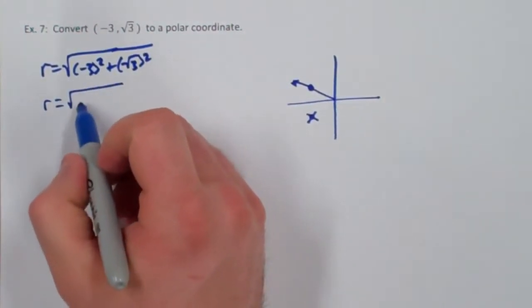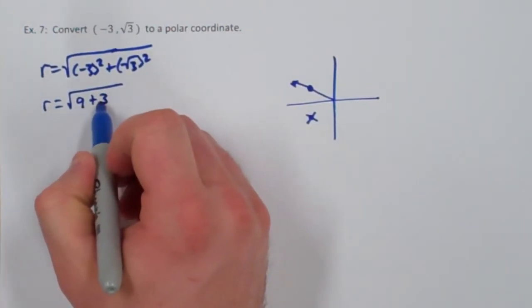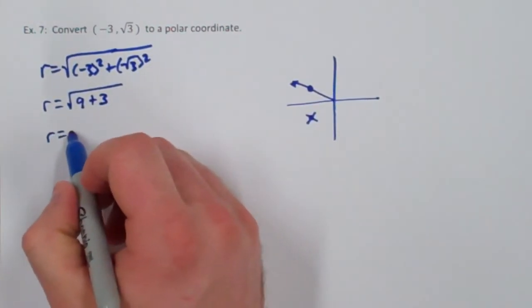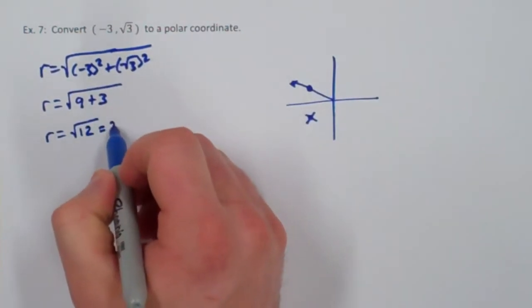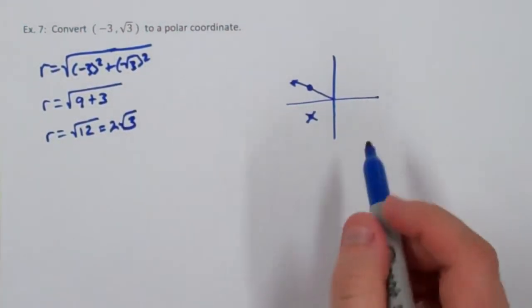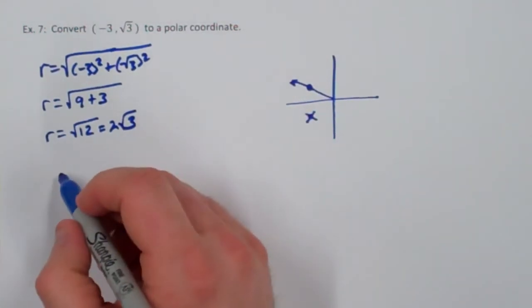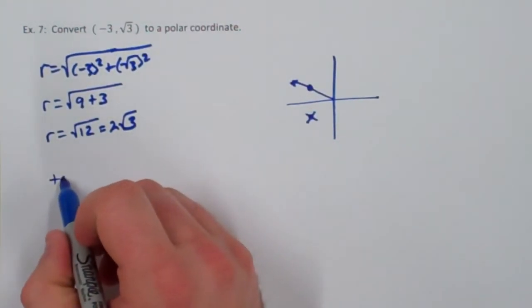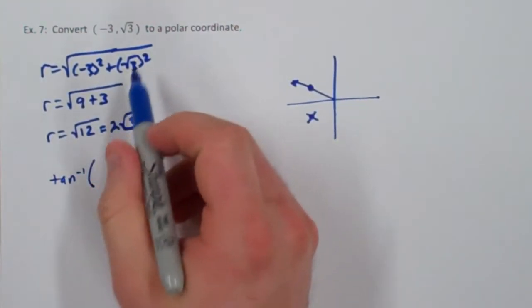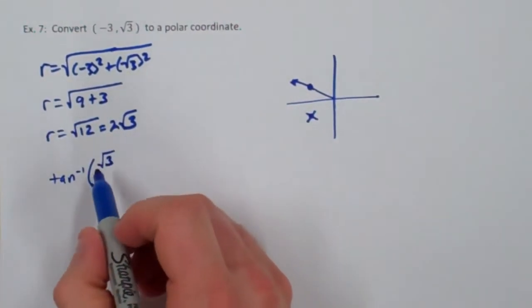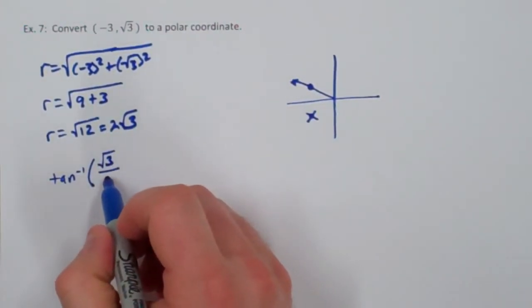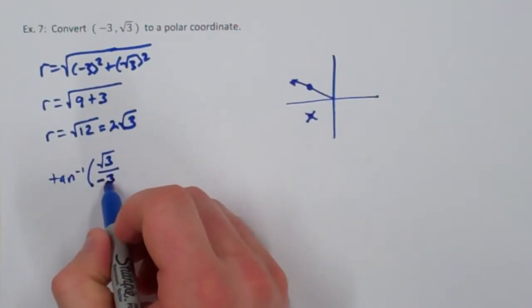If we do a little simplification, that's 9, that's 3. So r will be the square root of 12, which is also 2 root 3. To find out the value of theta, we can do the inverse tangent of y, which is root 3, over x, which is negative 3.